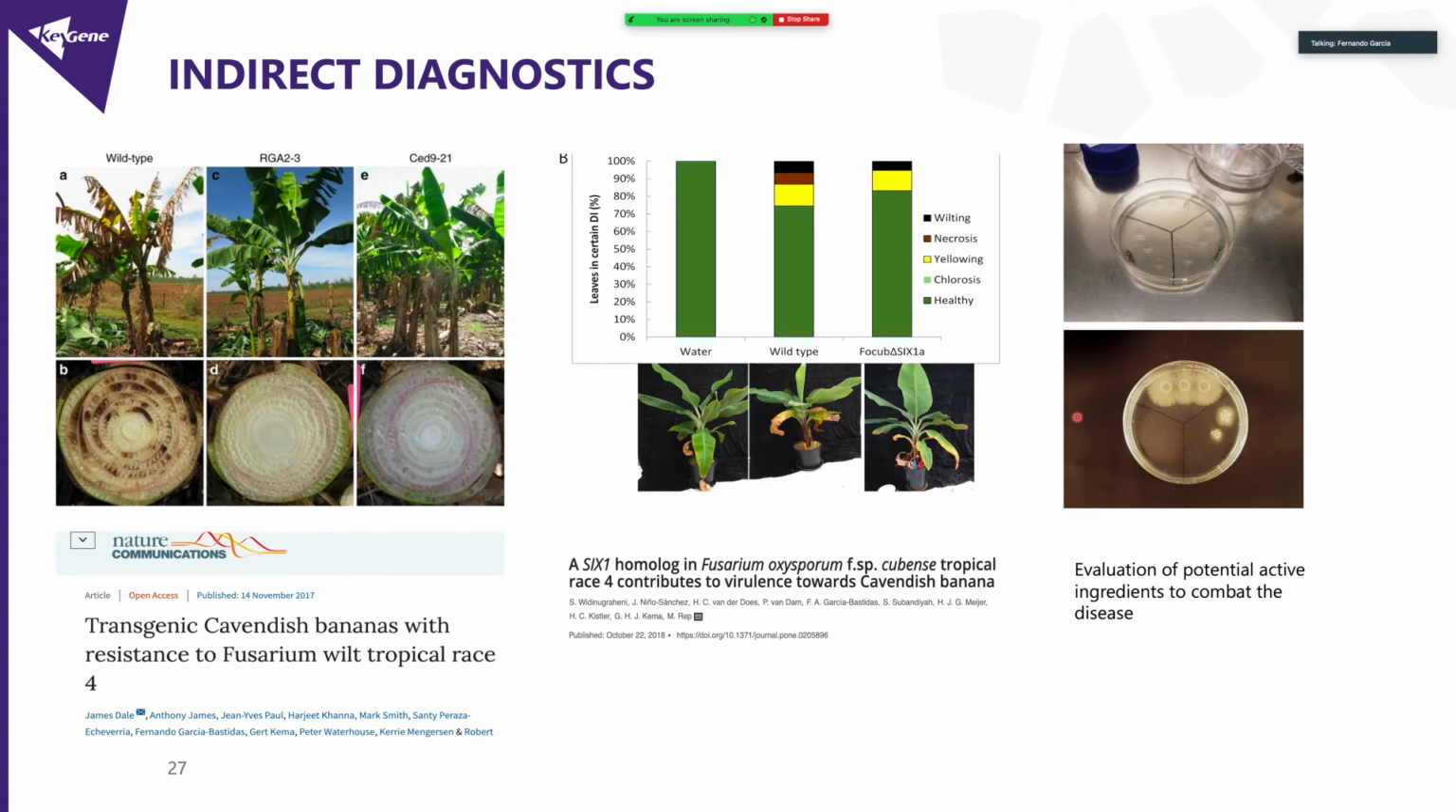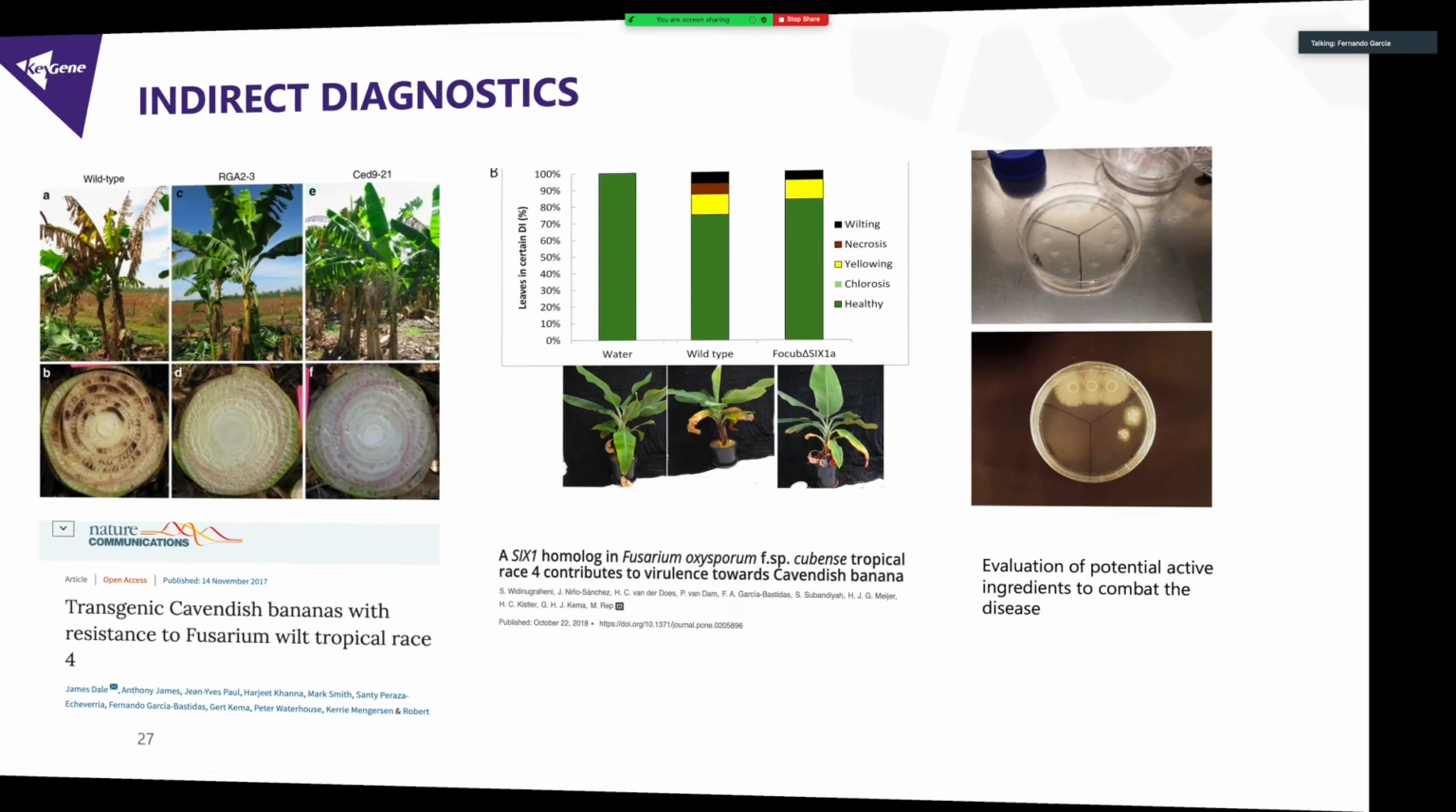I also work indirectly with diagnostics in other fields. For example, I help James Dale with the transgenic Cavendish bananas to see if those plants are really resistant. So we use our diagnostic techniques and the protocols for inoculations with these plants. We also help the group of Martin Rep in Amsterdam with his studies about the SIX genes. And of course, also many companies that want to try products like fungicides, for example.